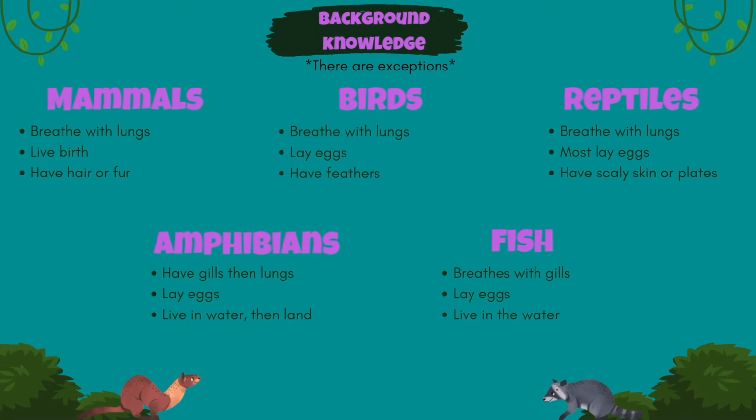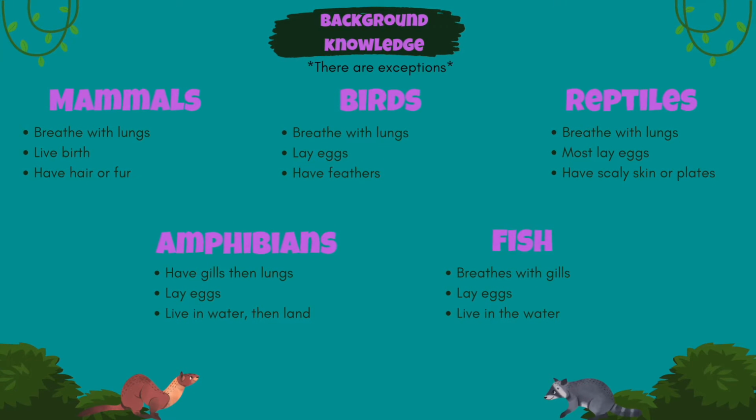So, starting off with some background knowledge, just in case, here are the different types of animals that I will be talking about and students will be learning about in this lesson. Of course, there are exceptions to each rule, but starting off, we have mammals. They breathe with lungs. They give birth live, not with eggs. They have hair or fur.